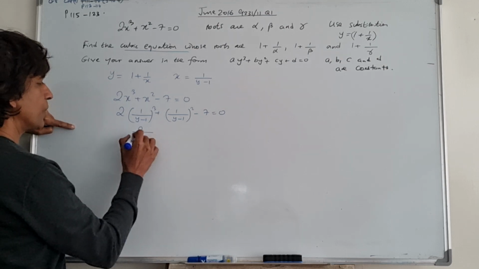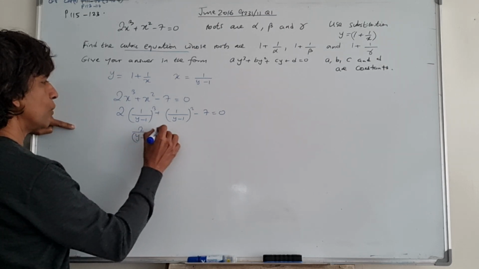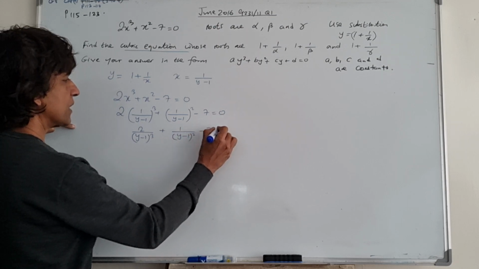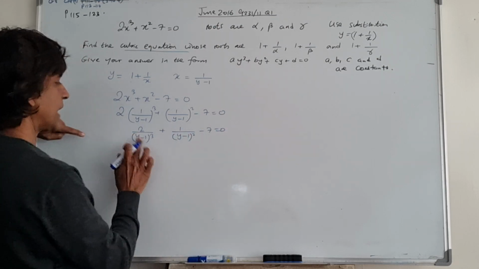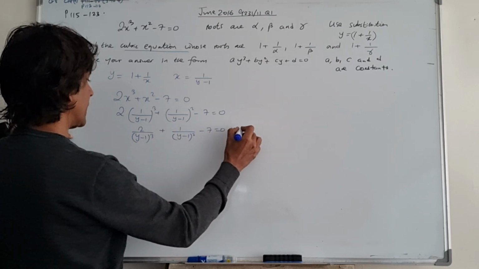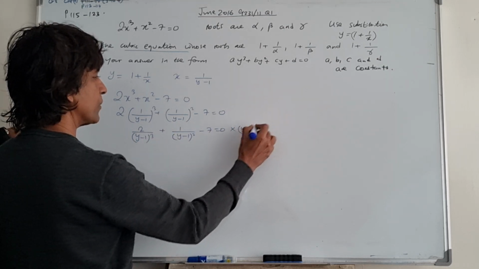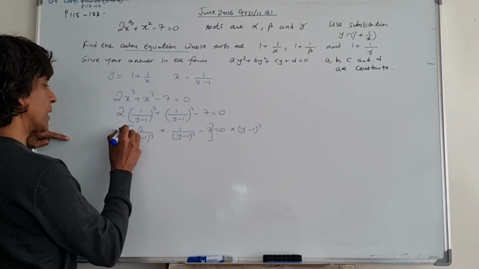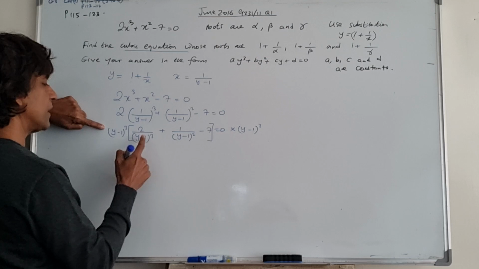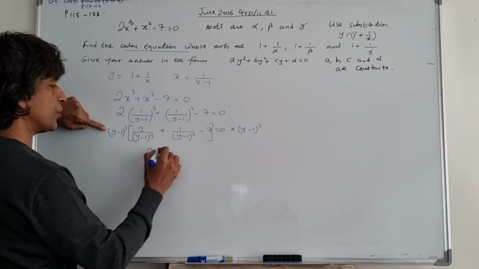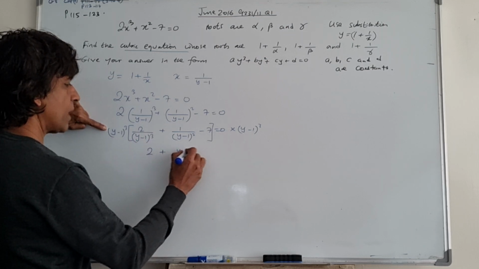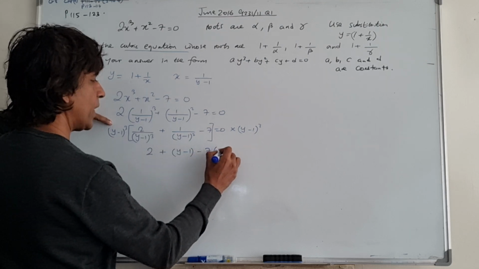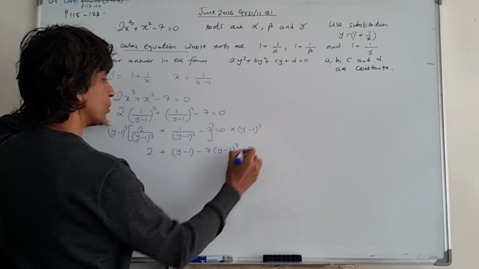So we have then 2 over y minus 1 to the cube plus 1 over y minus 1 to the square minus 7 is equal to 0. And if we were to cancel this in the denominator, we can multiply both sides by y minus 1 to the cube, and over here put a big bracket and just multiply it by y minus 1 to the cube. These two are going to cancel out. I'm left with 2 plus y minus 1, because this cancels here, and then minus 7 into y minus 1, all of that to the cube is equal to 0.